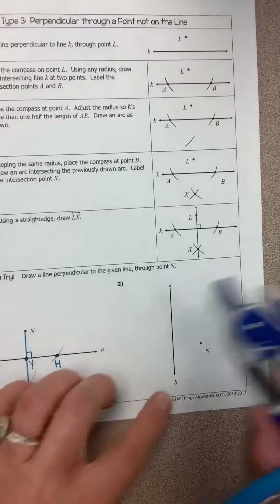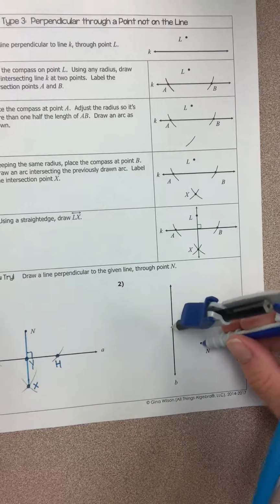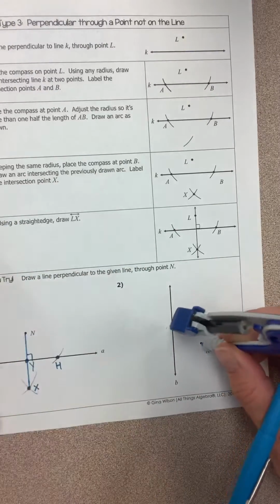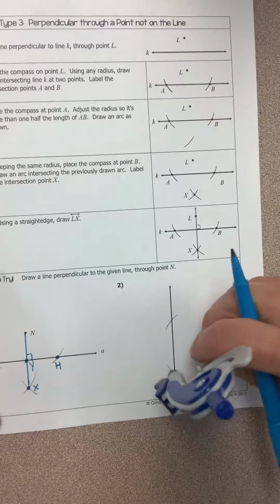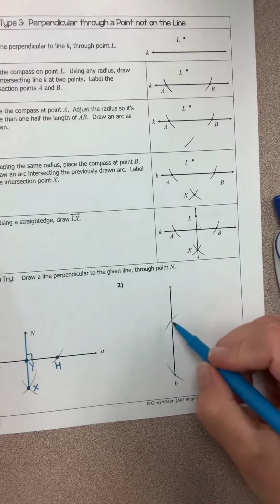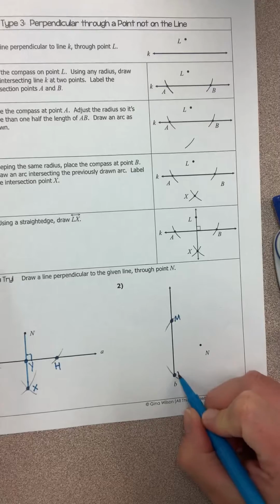And then, of course, we're just changing the orientation. But again, I'm going to take the pointy end and create intersecting arcs on those lines, and I'm going to label them M and H.